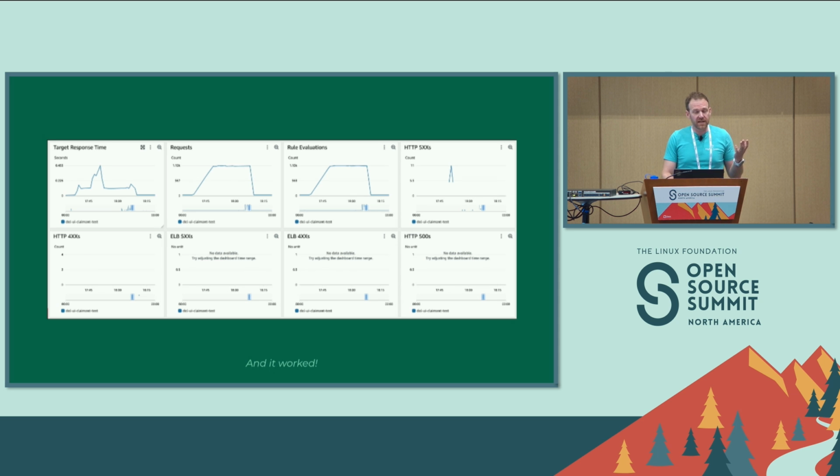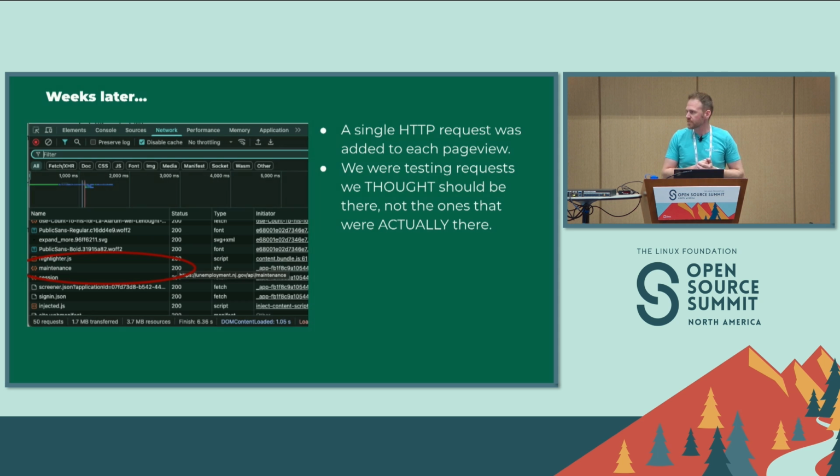So anyway, we had K6, and it was working. A couple weeks later, we were doing some manual testing on some other feature, and we noticed a new request in the request waterfall. All of a sudden, we had this request to an API endpoint for maintenance.